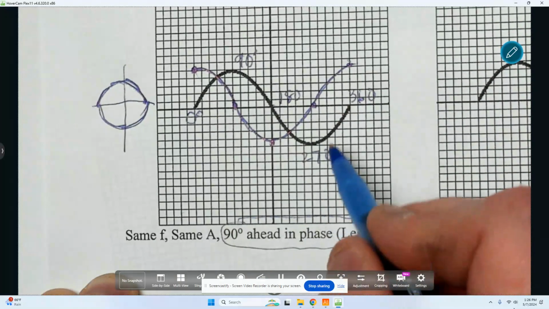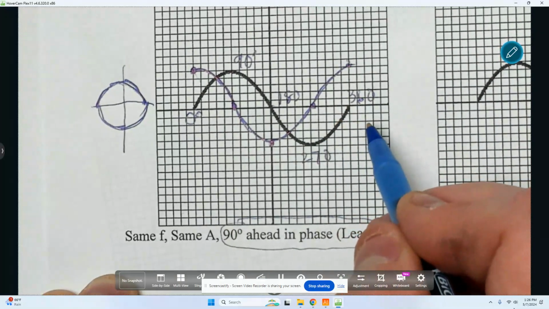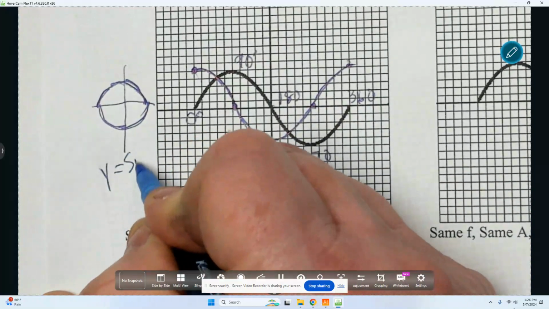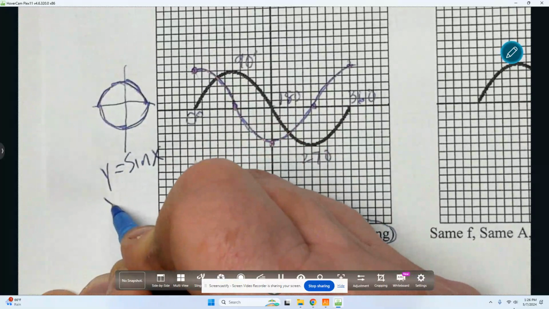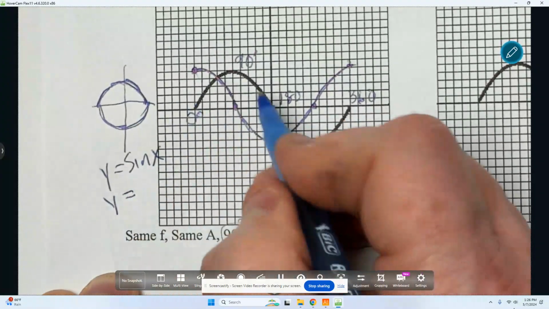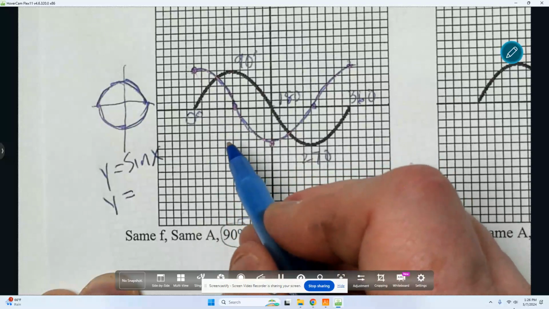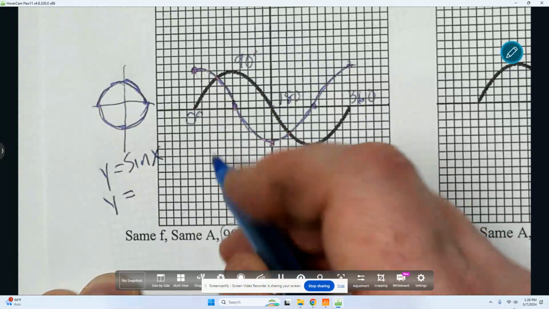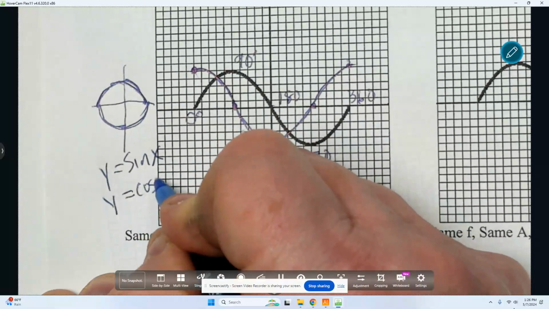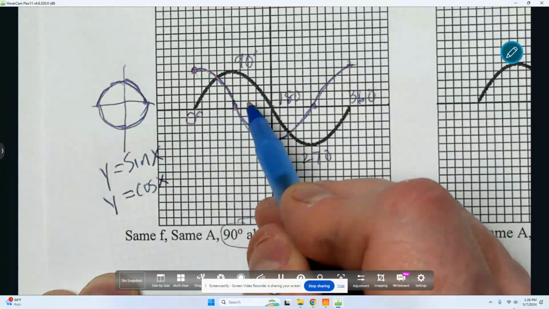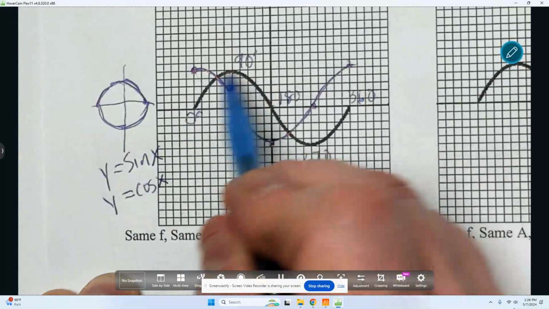For those of you that have done some math, the black graph that's drawn there is y equals the sine of x. The one that I drew separately, the one that was 90 degrees ahead, do you know, Maddie, what that one is called? No. This is the cosine. So the one that I drew is actually the cosine of x.